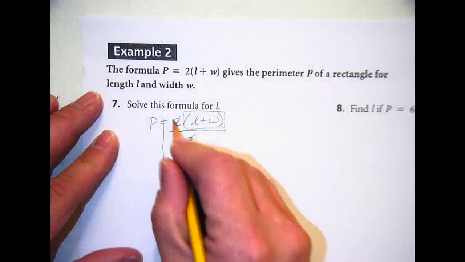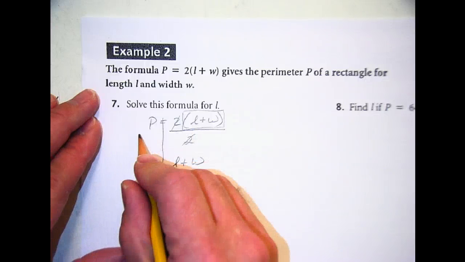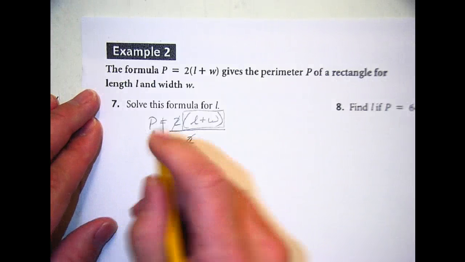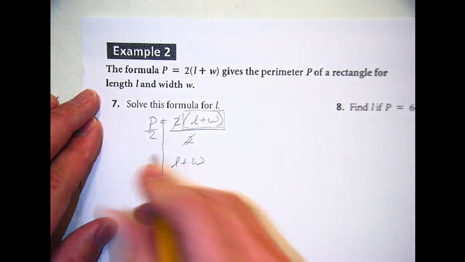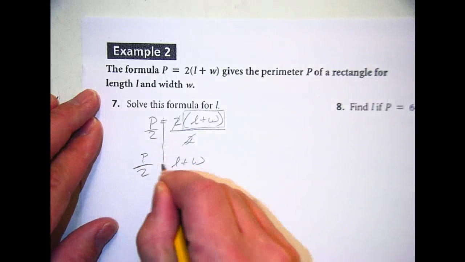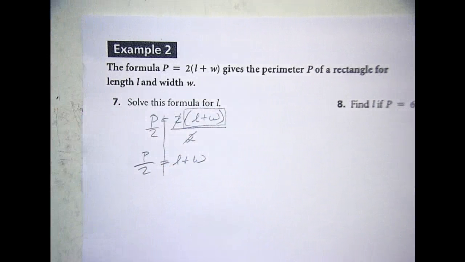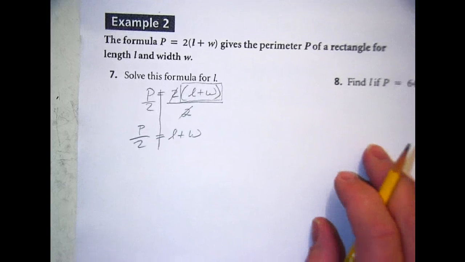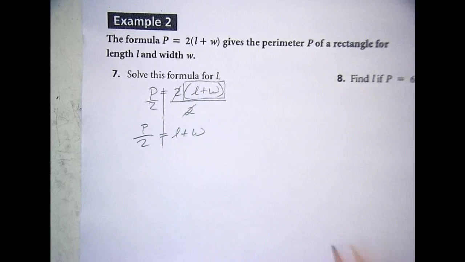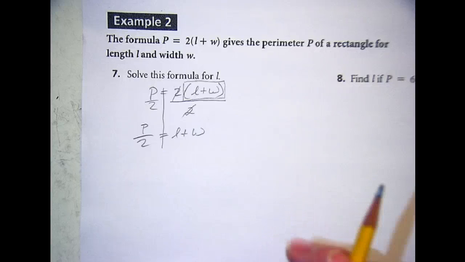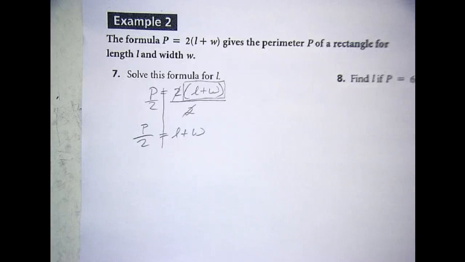If I divide by 2 on this side, what do I have to do to the other side? Everyone, divide by 2. Okay, so we get P over 2 equals L plus W. That's a good first step. Well done, Annalise. Tell your neighbor, well done. All right, how do we get L by itself now? Everyone tell your neighbor actually, then I'll have you.